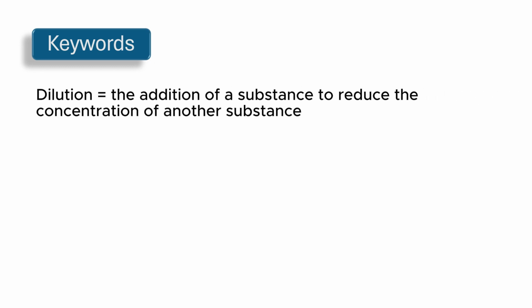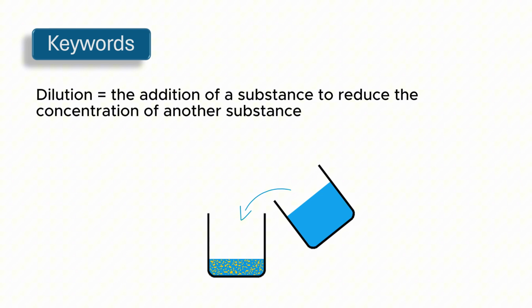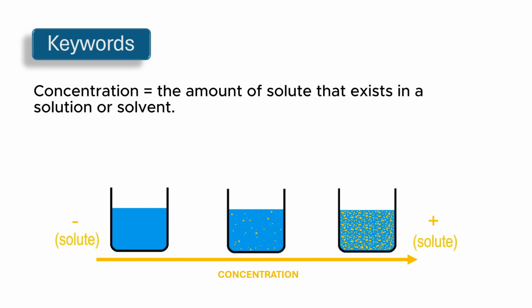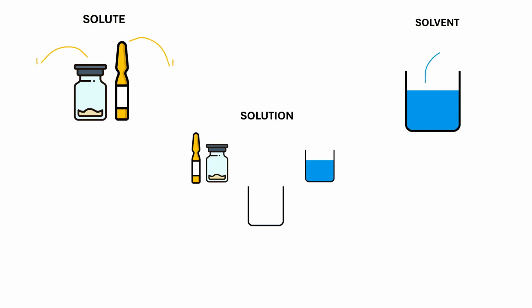Dilution is the addition of a substance to reduce the concentration of another substance. In our case, we are adding a liquid substance, the solvent, to reduce the concentration of a medicine. And finally, the concentration is the amount of solute that exists in a solution or solvent. So, now that we are familiar with all these concepts, we can begin our lesson.